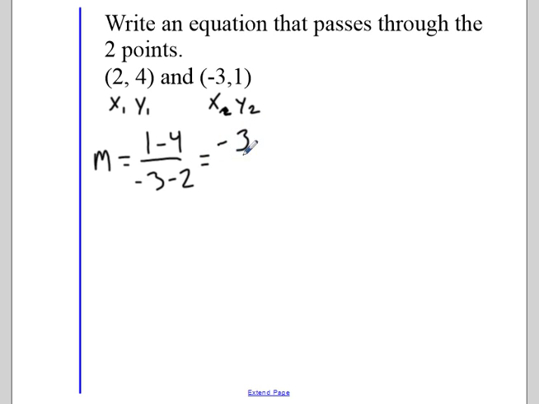1 minus 4 is -3. -3 minus 2 is -5. A negative over a negative is a positive, so my slope is +3 divided by +5. Now you can choose whichever point you want when you use point slope form. I'm going to go ahead and use this first point in point slope form.